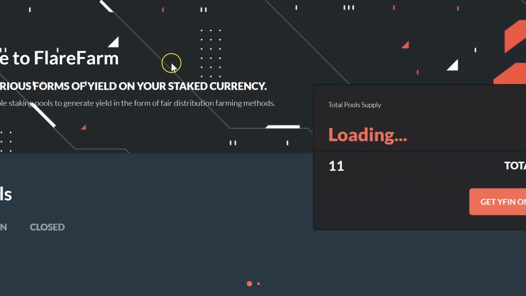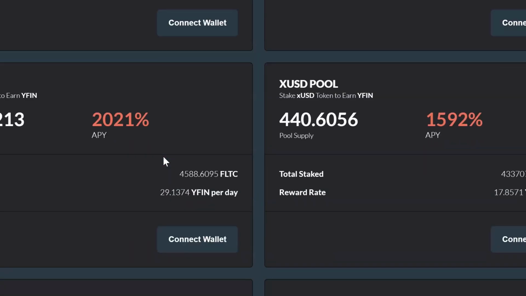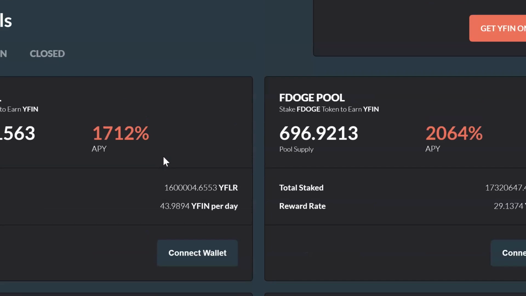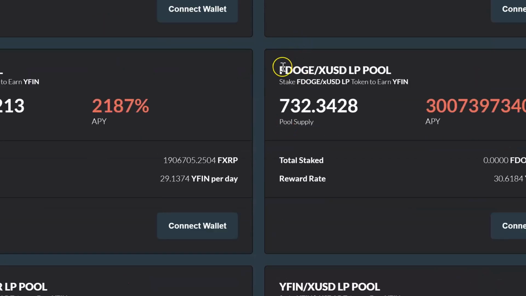I get a lot of questions on the pools. Everyone has been asking me if I could explain a little more in depth what the pools actually are. What's the difference between a single pool and a paired pool? I'm going to do a video just explaining this too.